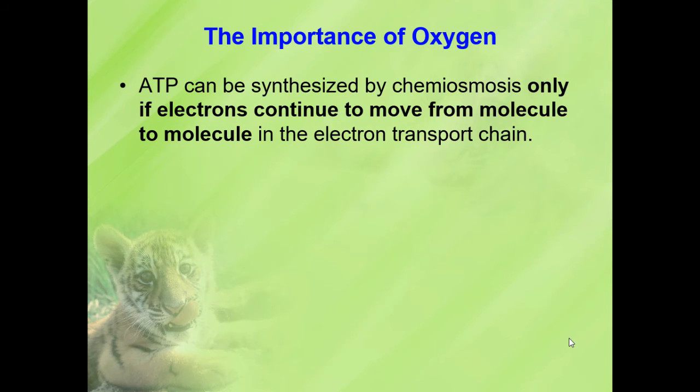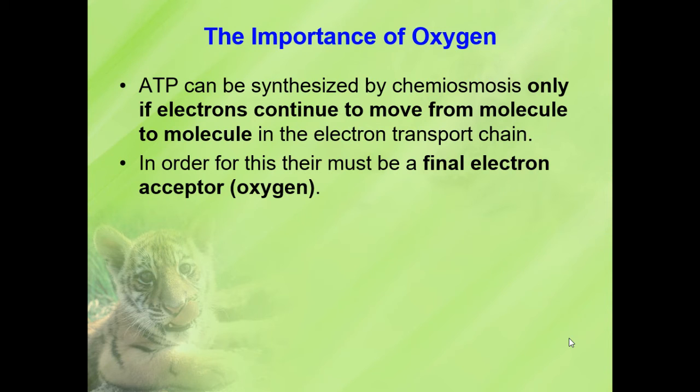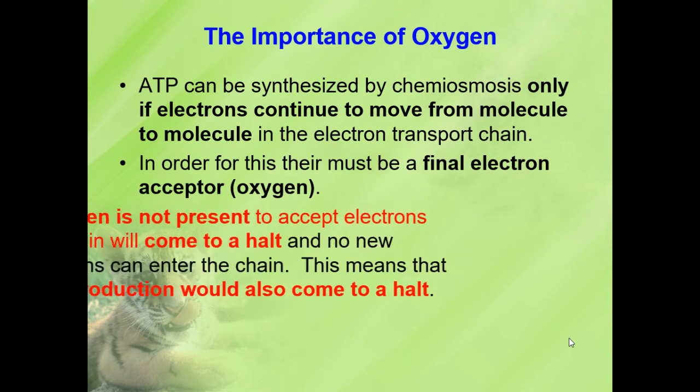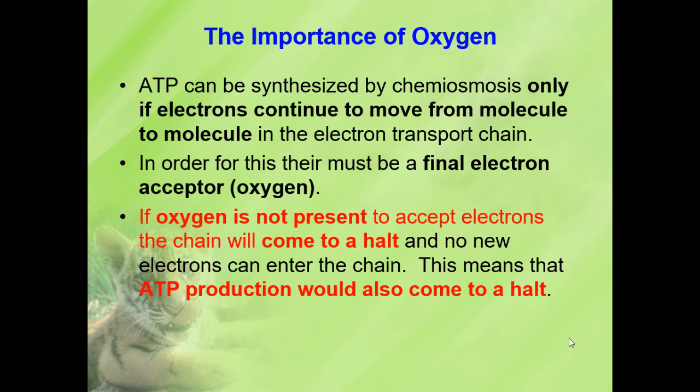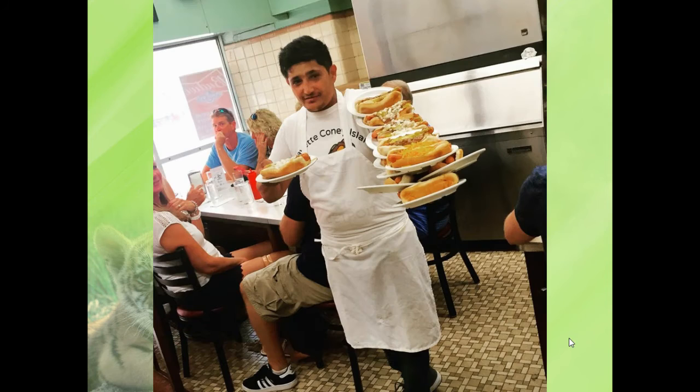The importance of oxygen. We know it's important, right? ATP can be synthesized by chemiosmosis only if electrons continue to move from molecule to molecule. In order for this to work, there must be a final electron acceptor, which is the oxygen. So without the oxygen, the chain is going to stop. And if this stops, then the ATP production will also stop.